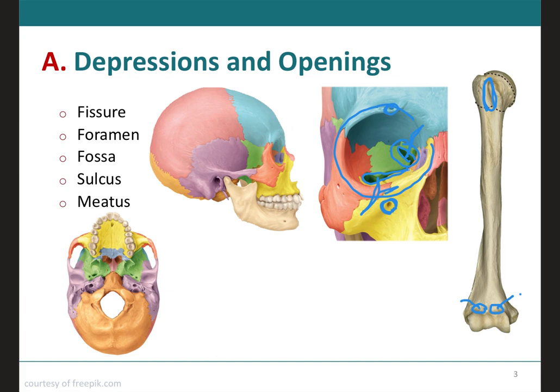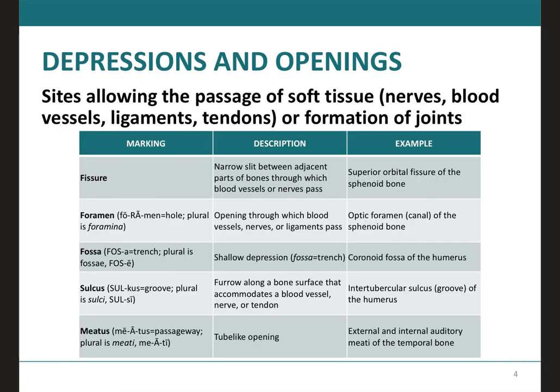Last, we have the meatus, which is a passageway or an opening like a tube. Here we have what we call the external acoustic meatus. It can also be called the external acoustic canal. And on the inside of the skull, you're going to have the internal acoustic meatus or internal acoustic canal. This table is just to give you some examples and also the definition or the description of these bone markings.